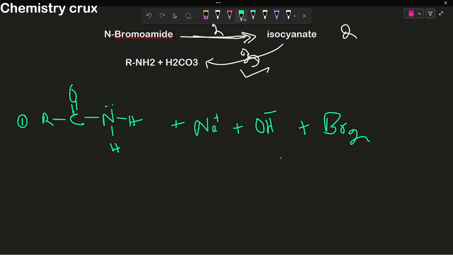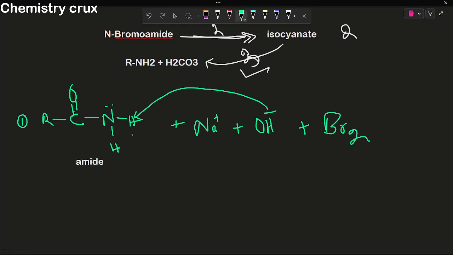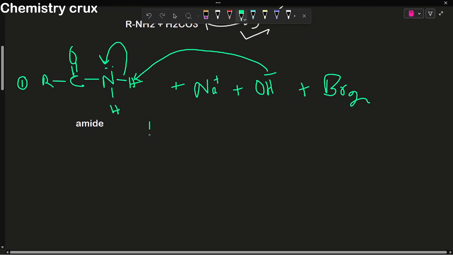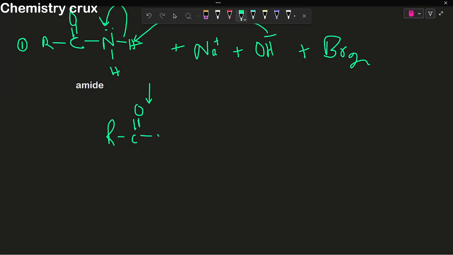Now what happens in the first step is that this OH negative extracts a proton from the amide. This proton is extracted and this bond pair is converted into a lone pair of electrons on nitrogen. So what we get is R, C double bonded with oxygen, and N with a negative charge, two lone pairs, and H on the lower side. This is what has formed.